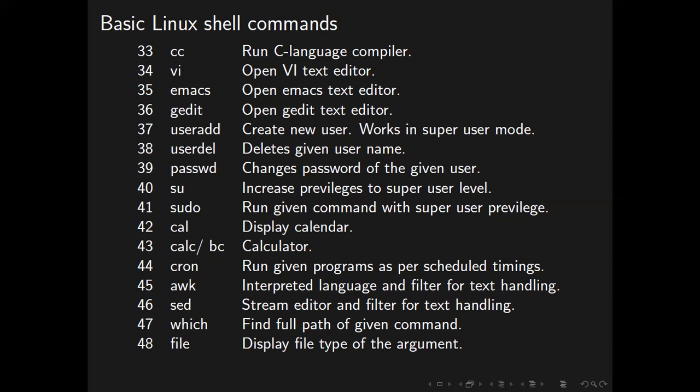Then file. A file may be a video, audio, image file, or whatever other type it may be. The file command will find out what type of file is available in our hand. Use file, space, and the file name, for example welcome.c. It will reply C source file, or something human readable. Whenever you have a file and you don't know what type of file it is, you can use the file command.